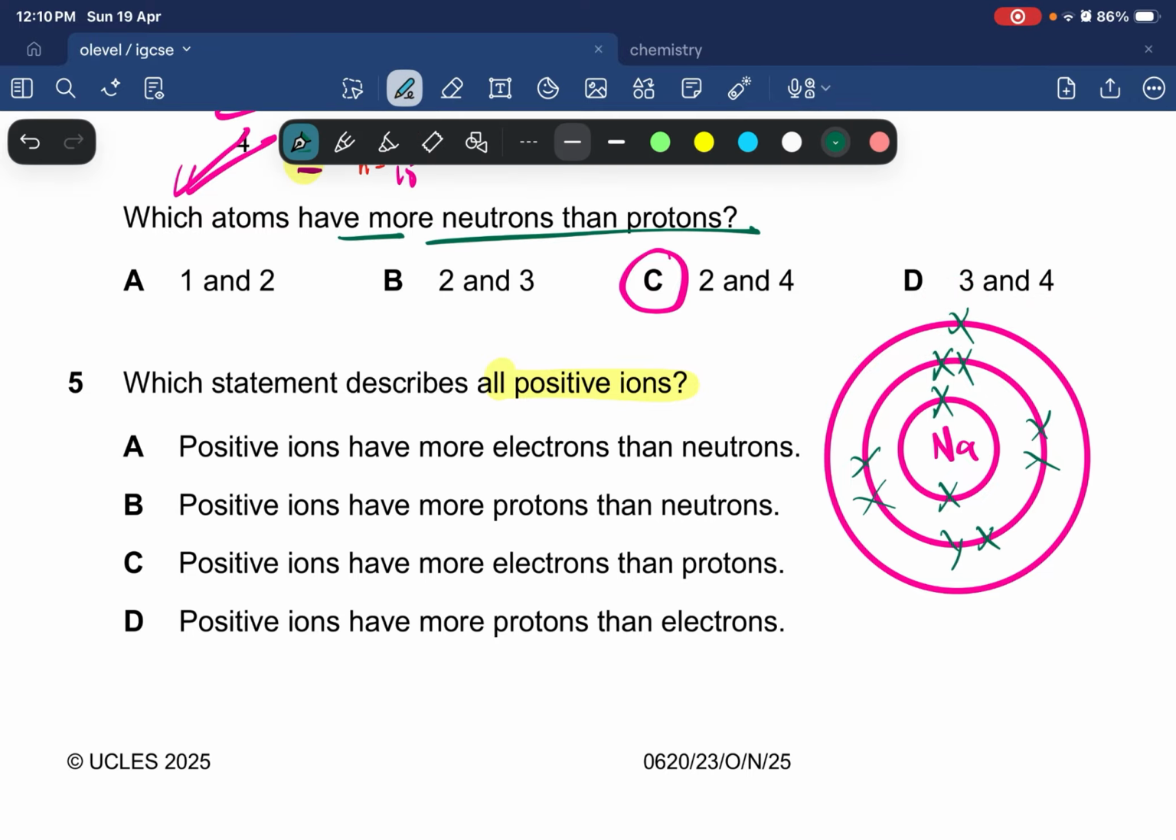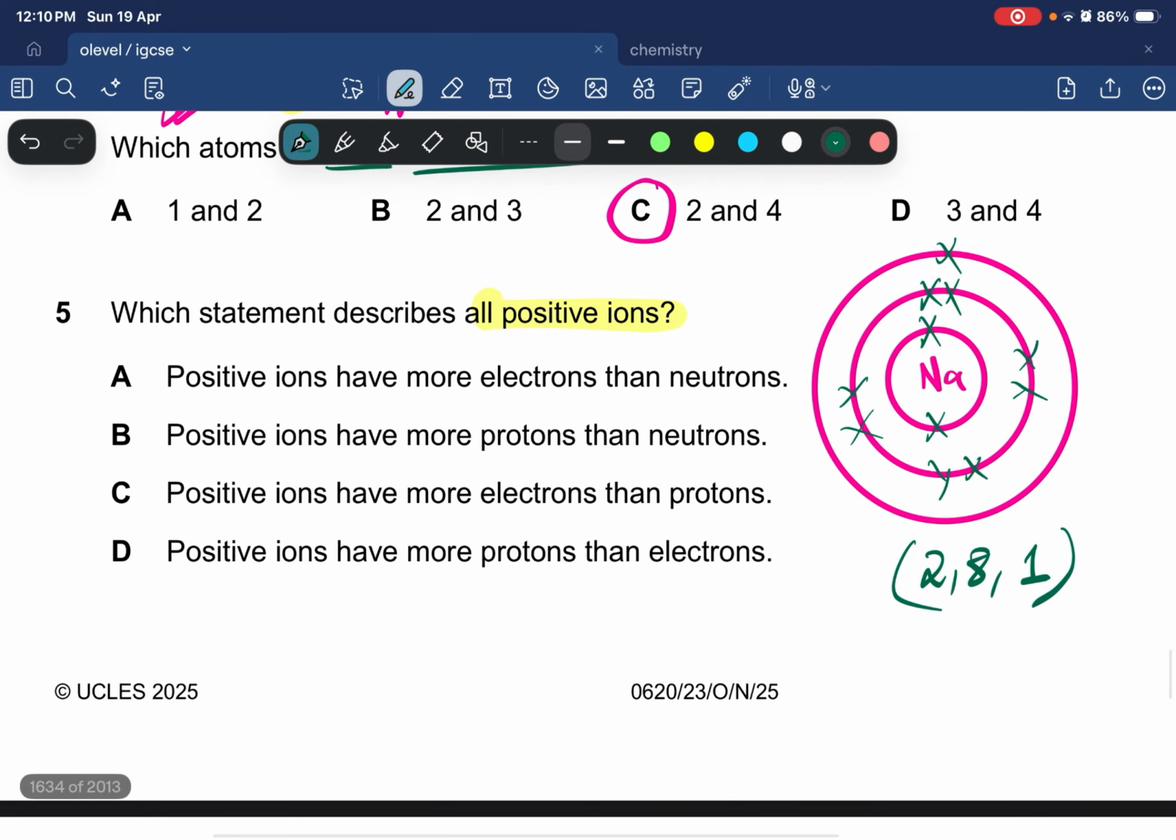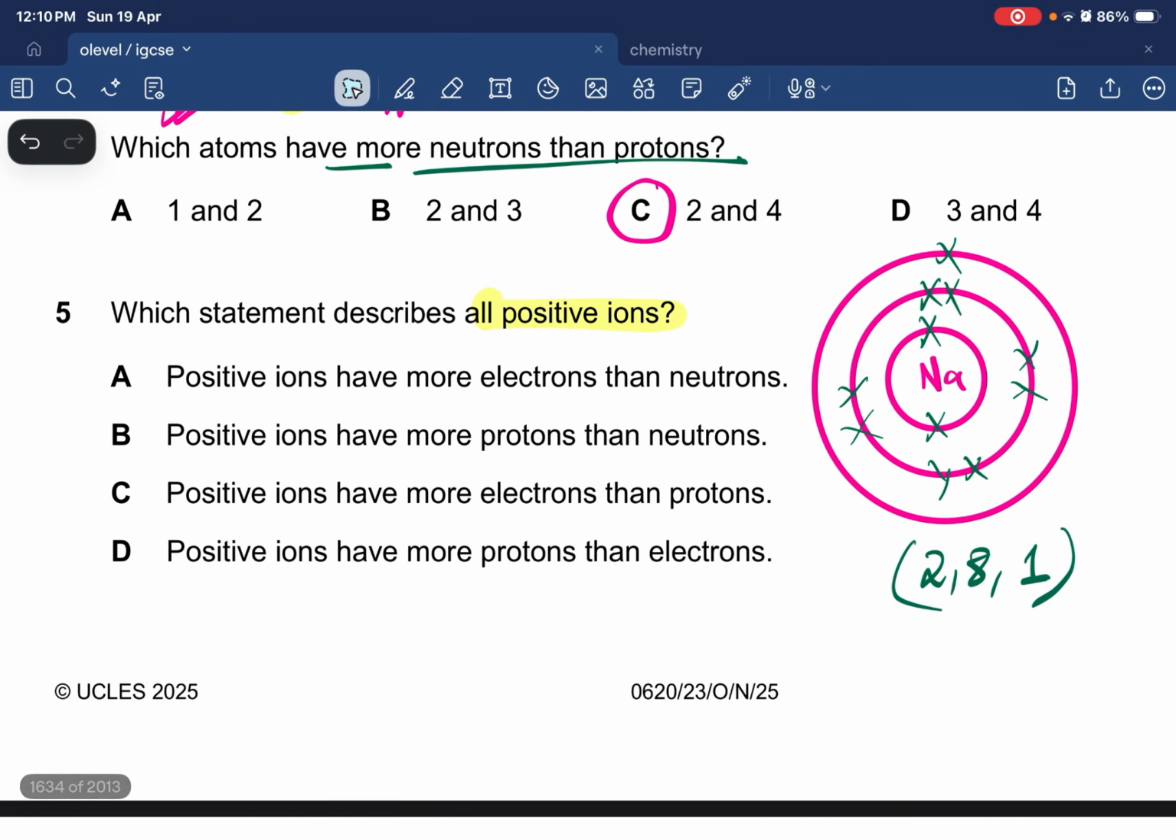So for a sodium atom, the electronic configuration is 281. But for a sodium ion, what's going to happen? This electron, the last one, is going to be lost. And once this electron is lost, the electronic configuration becomes 28, and it becomes a Na positive 1 ion because now it has one more proton.